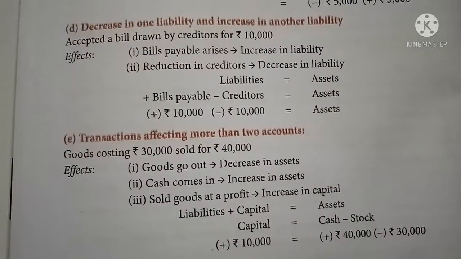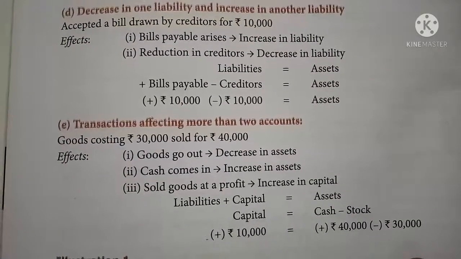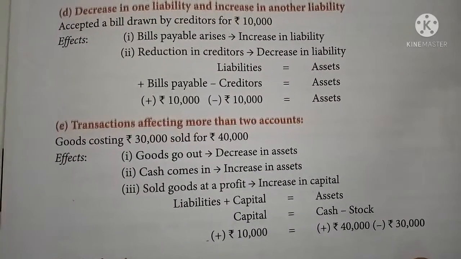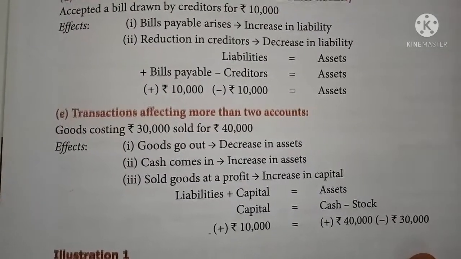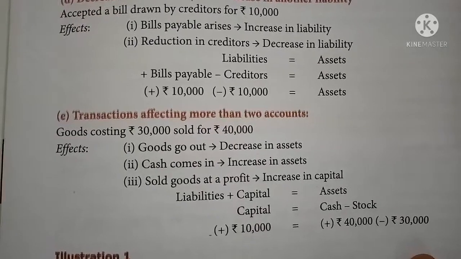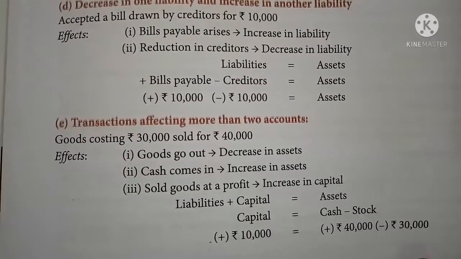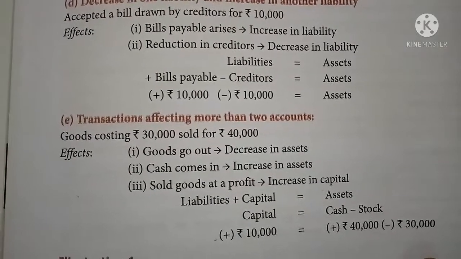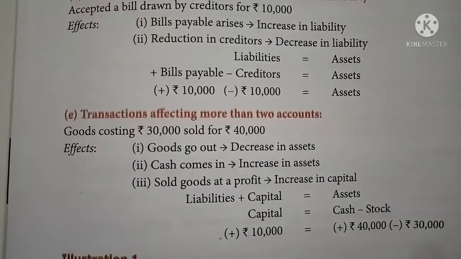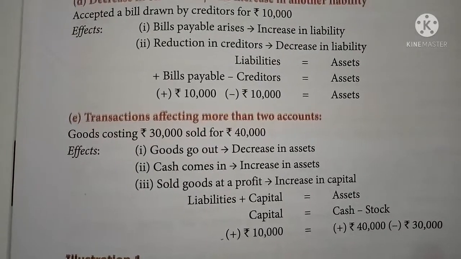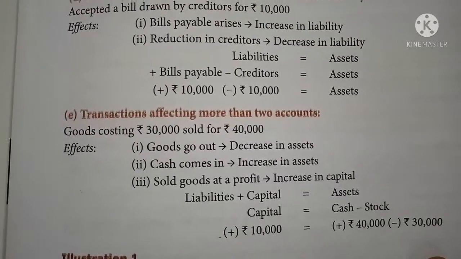Transaction affecting more than two accounts. That is, goods costing 30,000 sold for rupees 40,000. In this example, one transaction will affect three columns. That is, goods go out, stock will decrease, that is decrease in asset. Cash comes in because we are selling the goods for cash. So the cash column will increase, that is increase in asset.